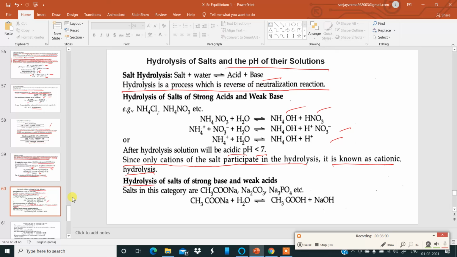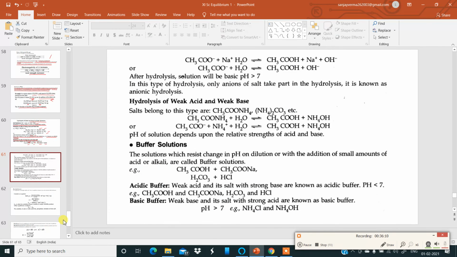If you look at hydrolysis of salts of strong base and weak acids, over here, strong base, weak acid, same thing here also. Have a look. Acetate ions, sodium ions, water, it is forming acetic acid, so Na plus and OH minus. After hydrolysis, the solution will have a pH of greater than 7 because hydroxyl ions are there. In this type of hydrolysis, only anions of salt take part in the hydrolysis. It is known as anionic hydrolysis. That time it was cationic, now it is anionic.